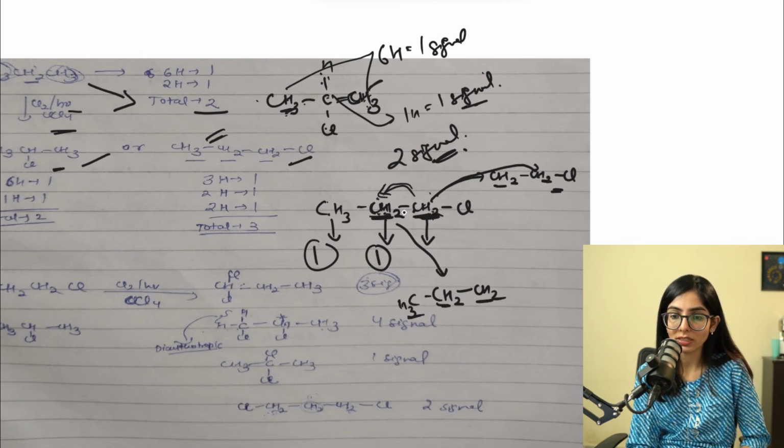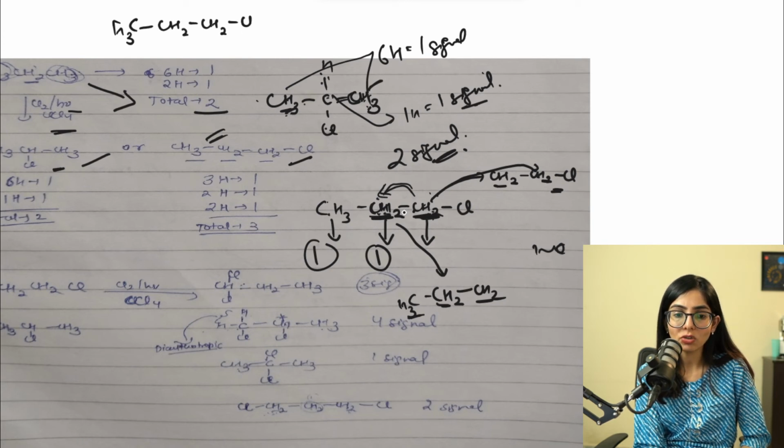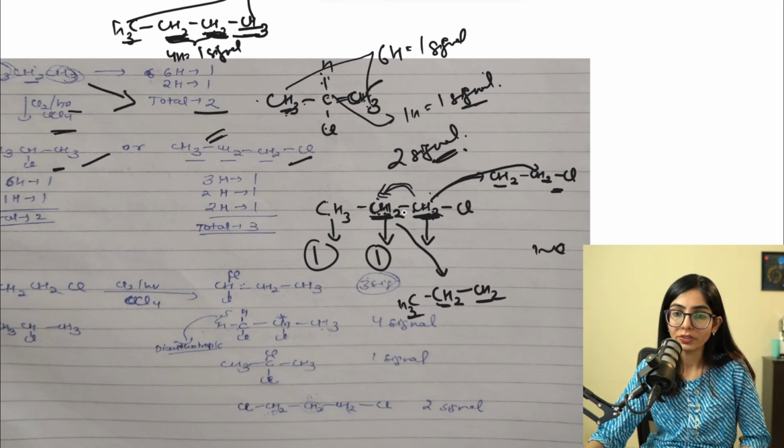Suppose there was a case like this: CH3, CH2, CH2, and CH3. Then it would be like this only. These 6 hydrogen would give one signal. But these 4 hydrogen would also give one signal, because this CH2 is connected to CH2 and CH3, and this CH2 is also connected to CH3 and CH2. Fine. So it would be like that only.